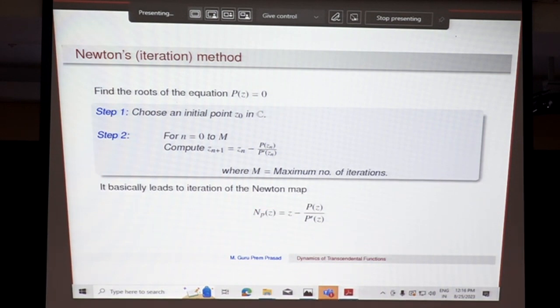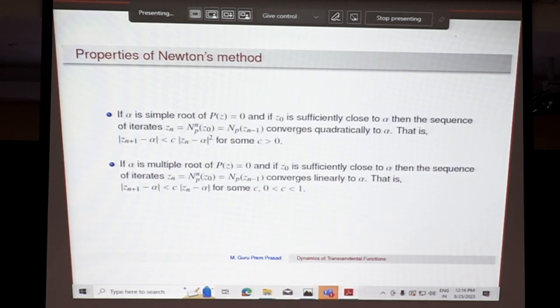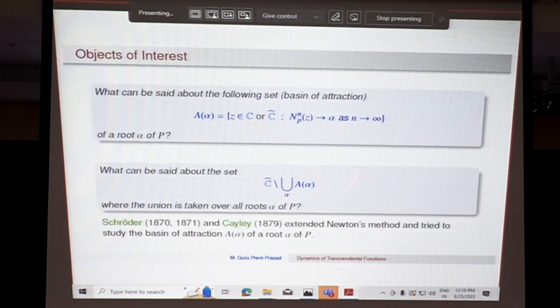As simple results related to Newton maps: if alpha is a simple root, then this iterative scheme converges quadratically, and if it is a multiple root, it converges linearly. These are results we know from numerical analysis. So, with alpha a root of the polynomial, we want to find the set of all points in the complex plane or extended complex plane for which the Newton iterates converge to alpha.